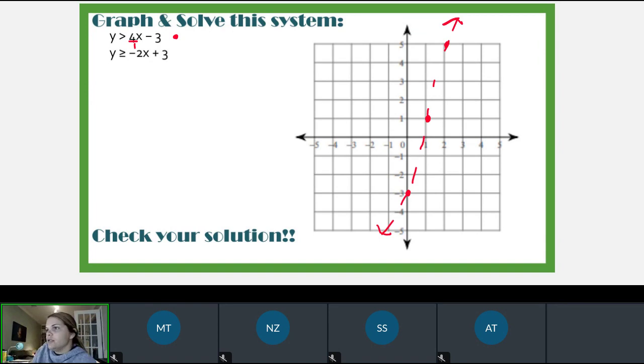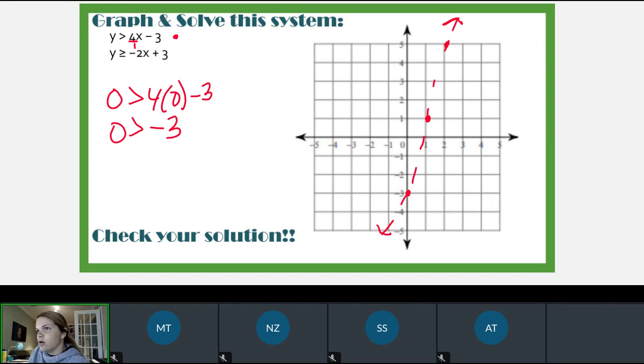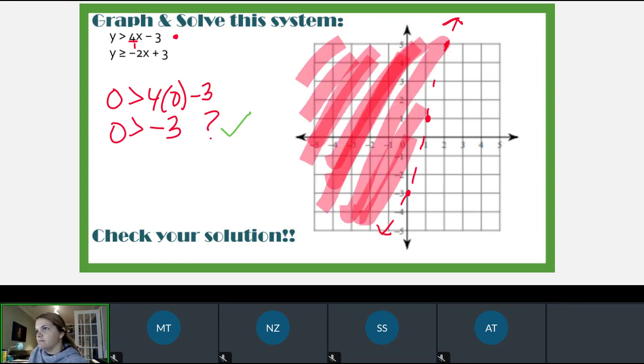And now I will use 0, 0 as a test point. So 0 is greater than 4 times 0 minus 3. Is 0 greater than -3? Yes. So I'm going to shade the left side of this.